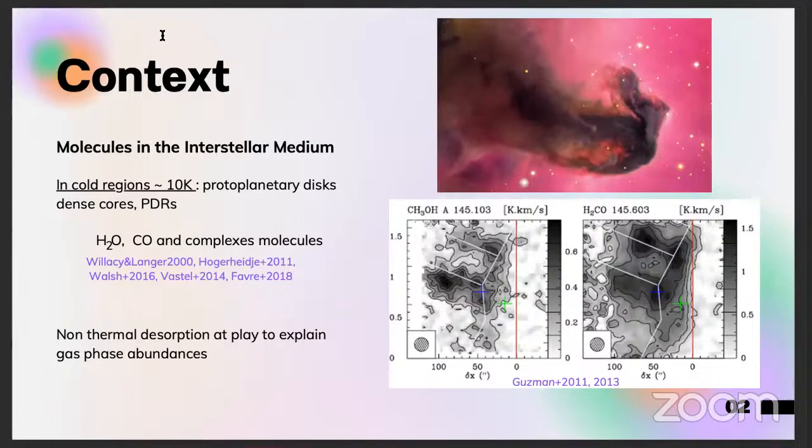the temperatures are around 10K, like in protoplanetary disks, dense cores, or PDRs, where you can find small molecules like water, CO, CO2, or more complex molecules like methanol or H2CO, like right here, or you can find high gas phase abundances in cold regions. And non-thermal desorption has been a key, a huge vector to explain those high gas phase abundances.